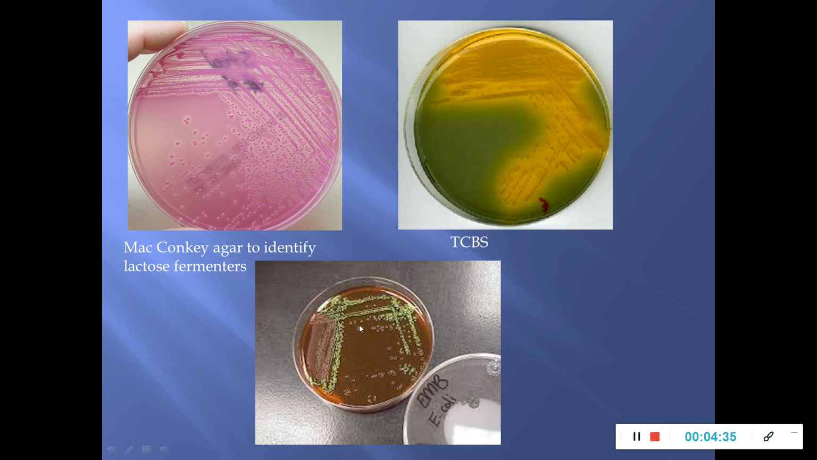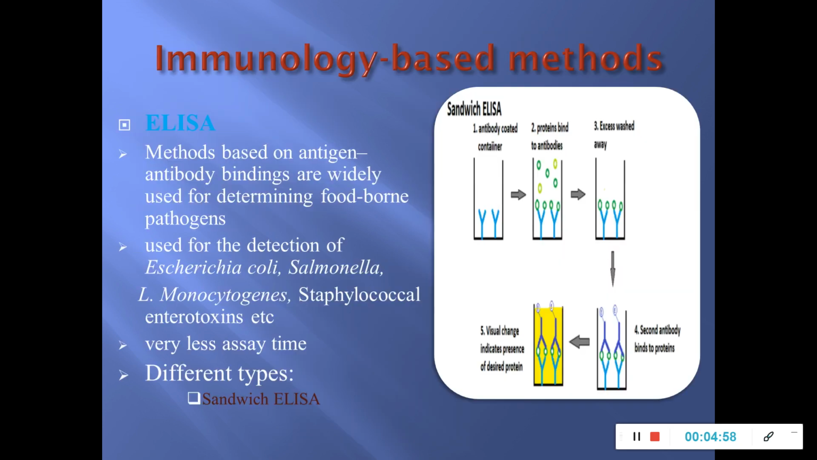Now, in the case of EMB, if E. coli grows, it will appear with a greenish black metallic sheen for the E. coli colonies. The others will lack this, and thus you will be able to identify whether it is an E. coli strain.